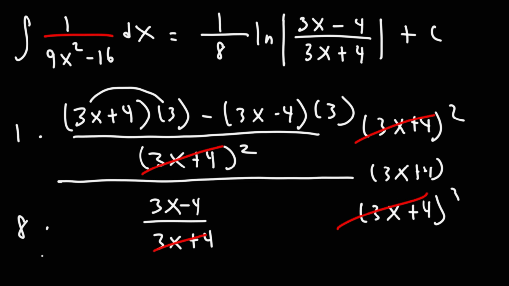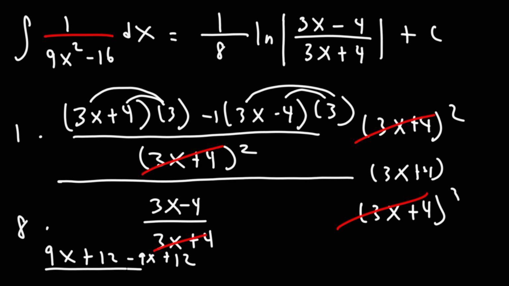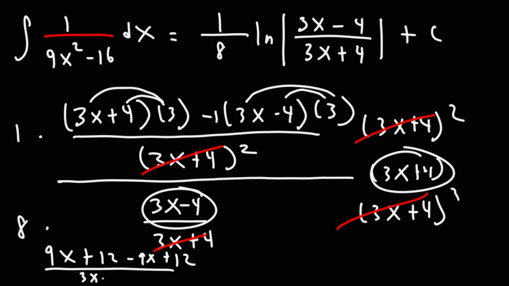So 3x times 3, that's going to be 9x. 4 times 3 is 12. This is 9x, but with the negative sign in front, that's negative 9x. This is negative 12 times negative 1. That's going to be positive 12. On the bottom, we have a 3x minus 4 and a 3x plus 4. And then times 1 over 8, the constant in front.